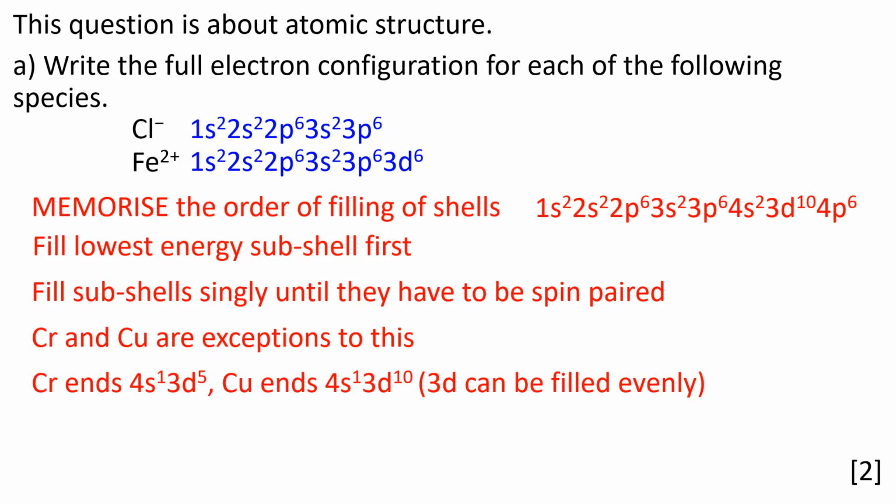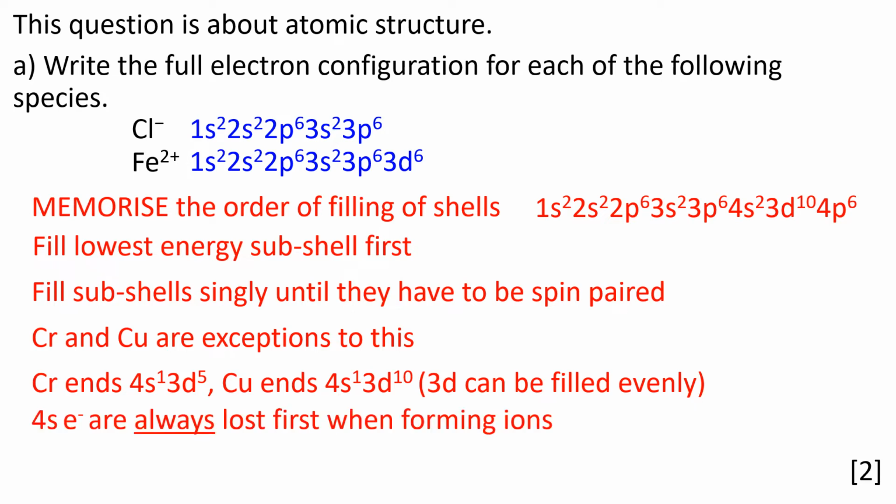We have to remember a couple of special rules. As we said, with the copper and the chromium, but also when we're dealing with ions. 4s electrons are always lost first when forming ions. I did mention earlier that copper and chromium are exceptions, not relevant to this question, but while we're here, we should remember them. If we can fill the 3d shell evenly, as in the case of copper and chromium, 4s1 3d5 or 4s1 3d10, that means that we don't fill the 4s first of all. We just singly fill the 4s and then the 3d5.